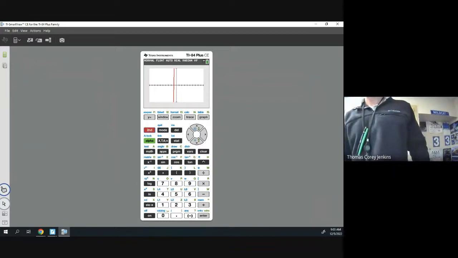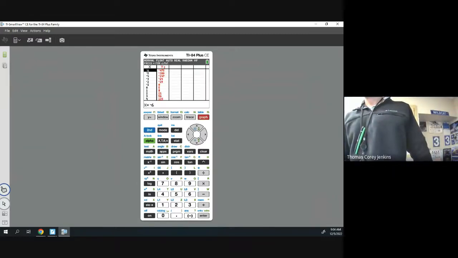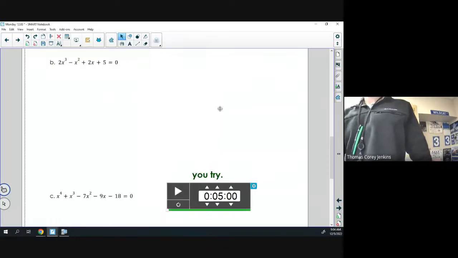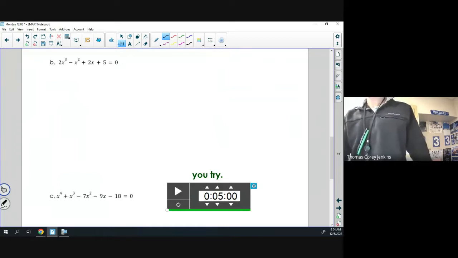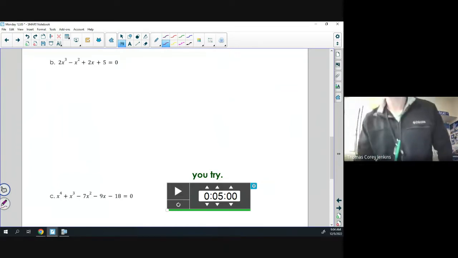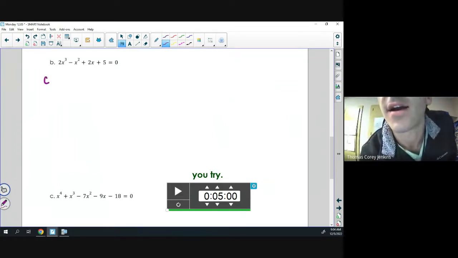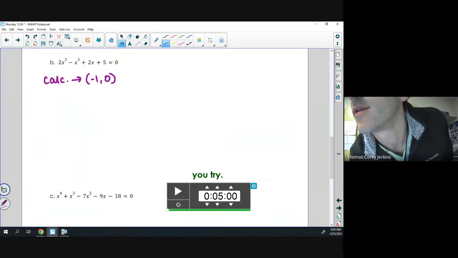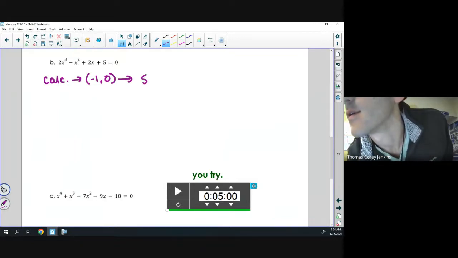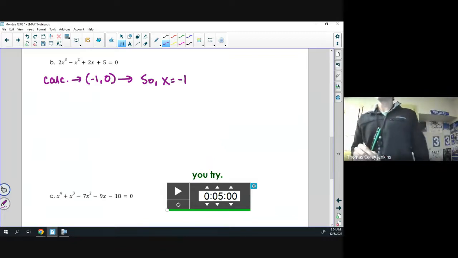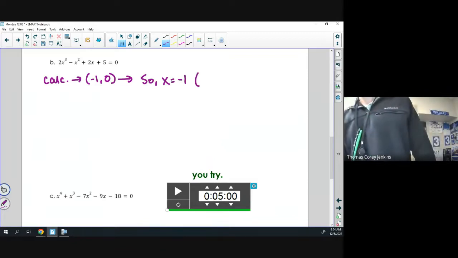Let's go ahead and look in our table, though. Just confirm that negative 1 does go to 0, and it does. Okay, so that's 1 of 3. And if that's all you can come up with on a test, that's better than nothing, right? So from our calculator, we see that it goes through negative 1, 0. So x equals negative 1. And again, that would be 1 of 3.